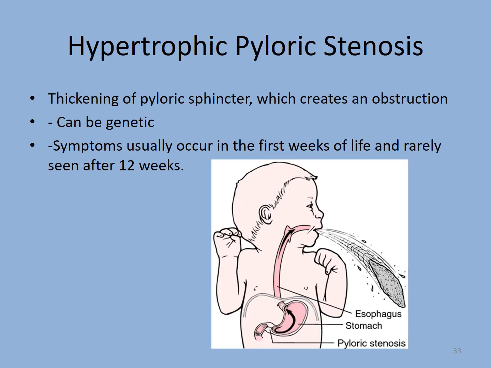I don't want you to get confused with the symptoms of that with the pyloric stenosis, hypertrophic pyloric stenosis. This is where the pyloric sphincter is narrowed and thickened, and it creates an obstruction. It can be genetic, and we see it more in boys than girls. It usually occurs in the first few weeks of life and rarely seen after 12 weeks. So some books say 2 weeks to 2 months, some say 3 weeks to 3 months. So we very rarely see it after 12 weeks, more common in boys.